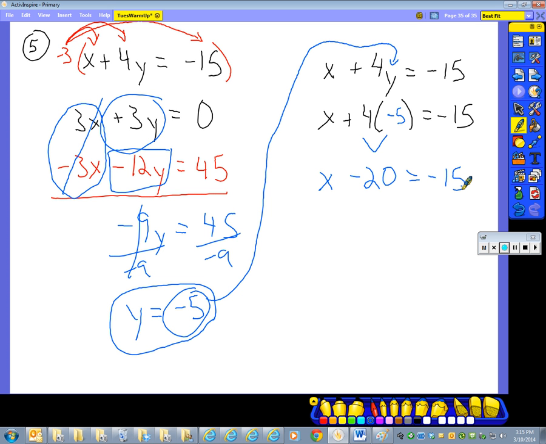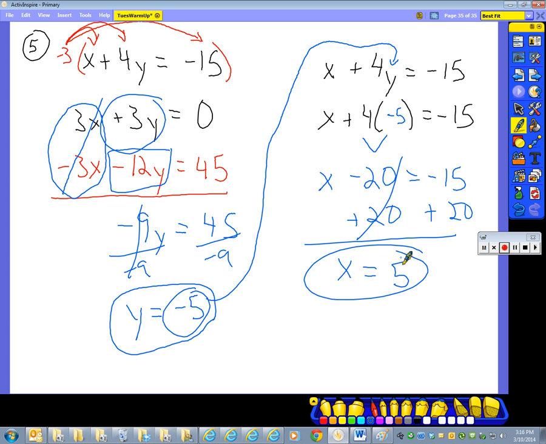What do you think, Thad? What's the last thing I have to do here? Thad! What do you think's the next thing I'm going to do here? Yeah, he's got it. I add 20 to both sides. And I'm left with x equals a positive what? Yes. So my answer in coordinate pair format is x is 5, y is negative 5.